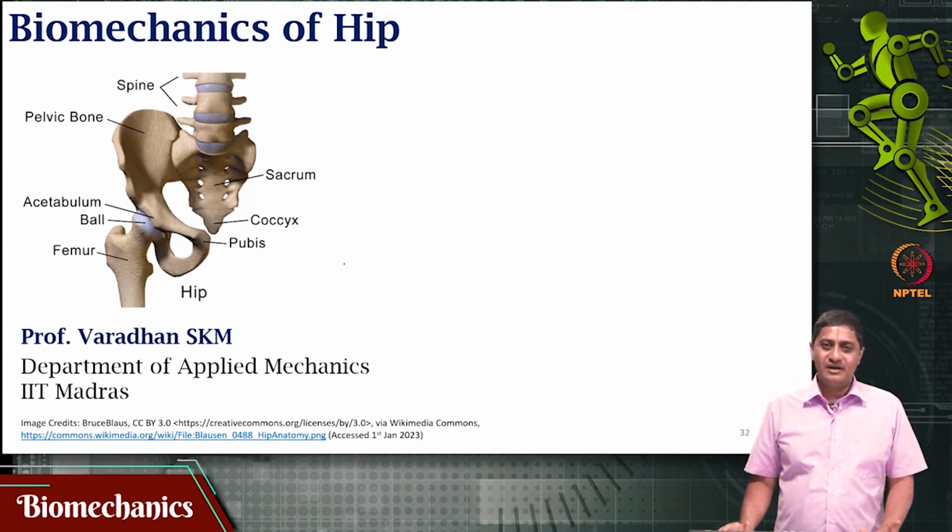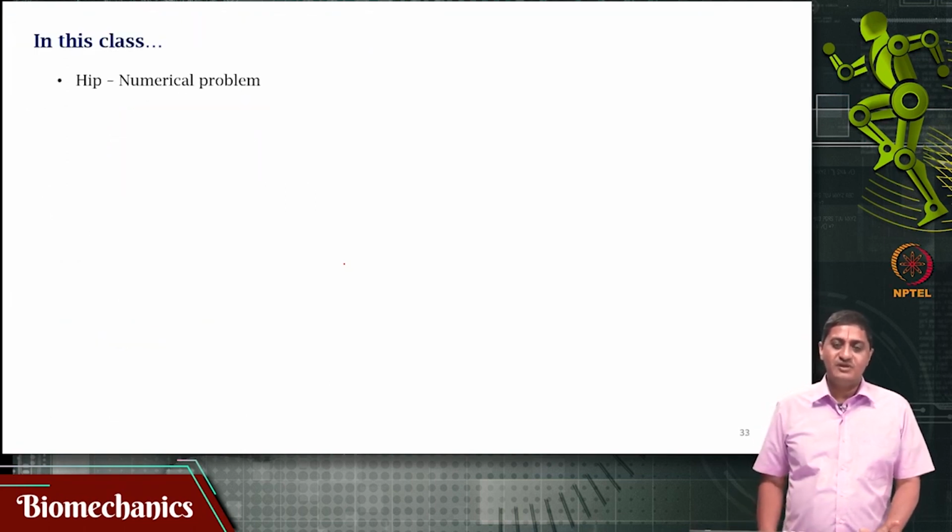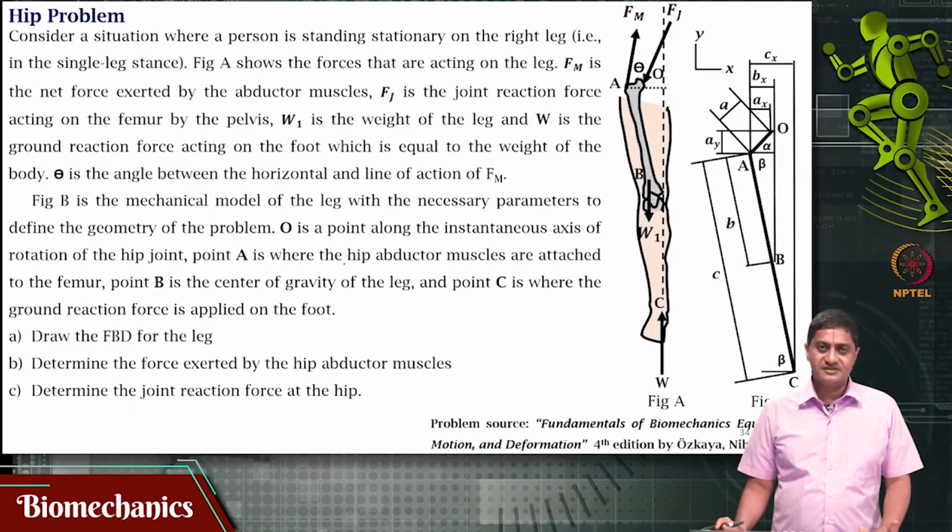We have been looking at biomechanics of the hip. We looked at the anatomy of the hip joint and the movements that are possible in the hip joint, and in the next video we also looked at the muscles that support and are responsible for movements at the hip joint. In this video we will be looking at a numerical problem, a simple problem involving the hip joint. This is static analysis of the hip joint. Let us read this problem.